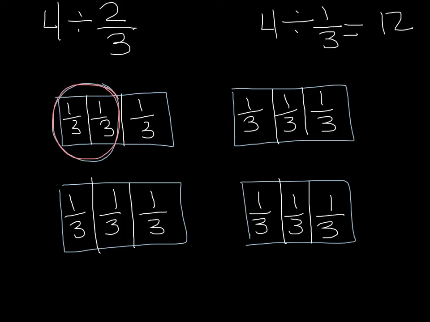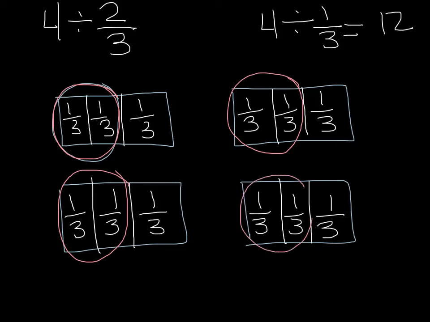So that's one group of 2/3. Here's another group of 2/3. Here's another group of 2/3. And here's another group of 2/3. That's 4. But I'm not done.